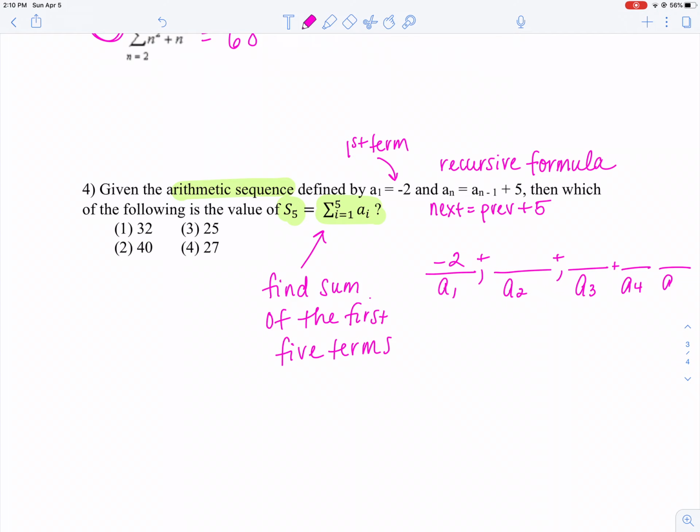And a sub 5. So if I just have to add 5 to the previous term, my second term is 3. Add 5, the third term is 8. Add 5, the fourth term is 13. And add 5, the fifth term is 18. So when you add those up, the sum is 40. 5 and 8, 13 and 18 is 40. There you go. There's your answer. That's all you needed to do. I can't put a recursive into your calculator, so that's how you would have to do that one.